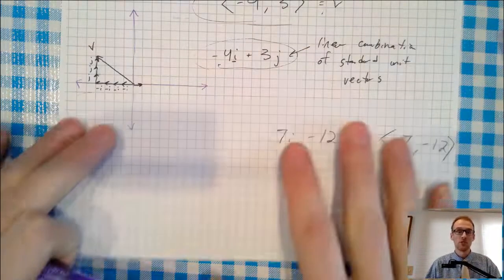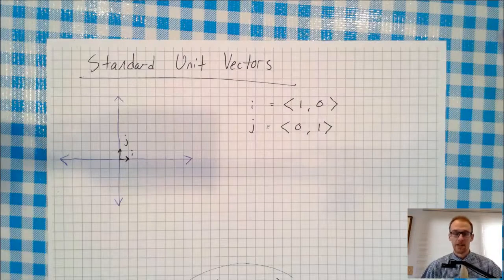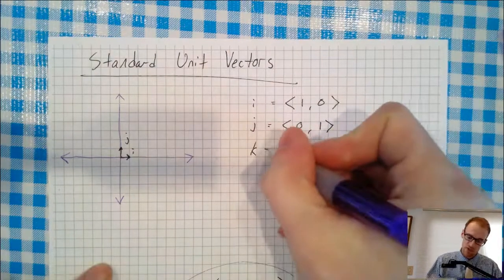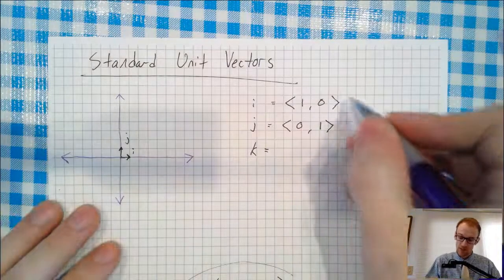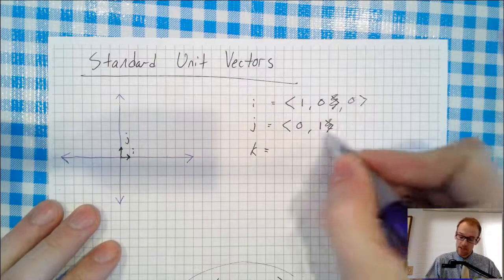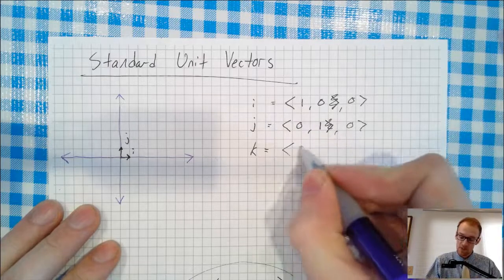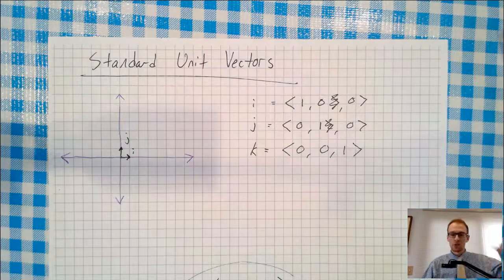Okay, so now you know about these standard unit vectors i and j, and when we get to the third dimension we'll introduce you to k, which is 1 in the z direction. So then we add in this third component, right? x, y, and z. This one has an x and a y component of 0 and a z component of 1, but we'll get to that when we get there.